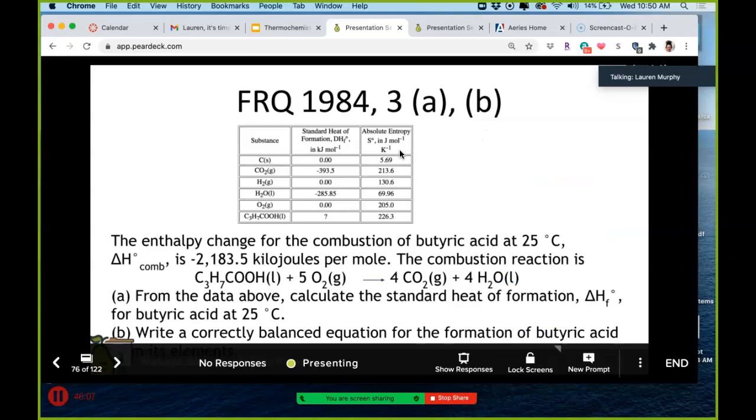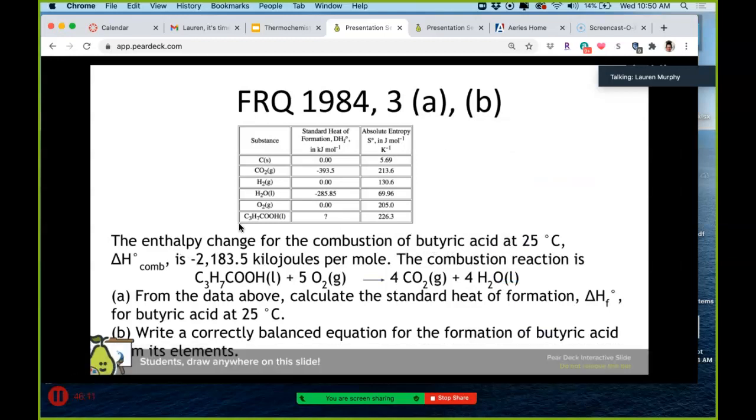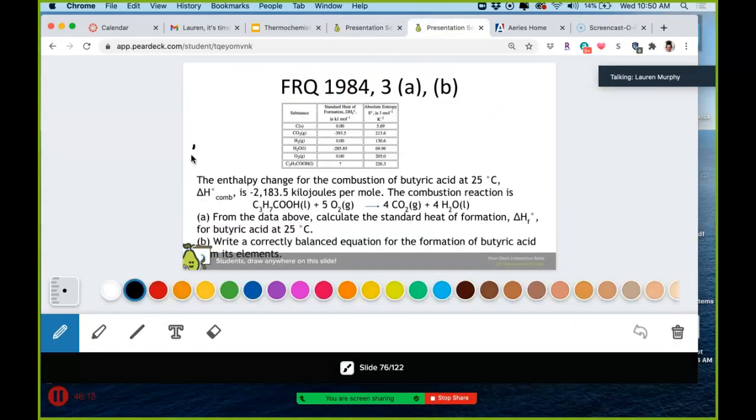So if you read this, it says the enthalpy change for the combustion of butyric acid is, and I give you its number, kilojoules per mole. So look at enthalpy of combustion. They could have just as easily called this the enthalpy of the reaction, and it doesn't matter. These things mean the same thing. The reason they wrote combustion is because it's specifically a combustion reaction. So they give it to you and they balance. Now, who remembers what but means? Anybody remember how many carbons but means?